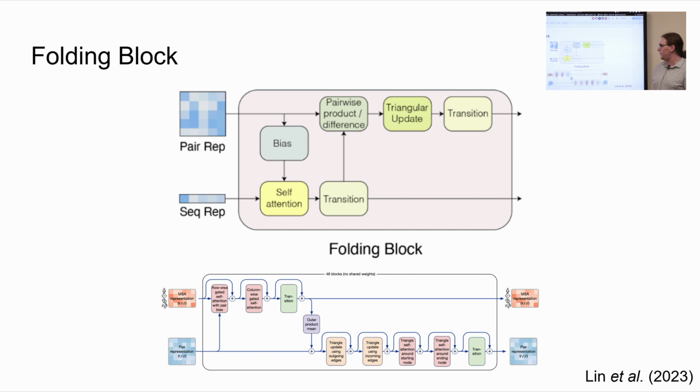Just if you want that comparison, here it is. So self-attention replaces the row-wise and column-wise attention. Transitions quite similar, outer product mean. And then the triangular updates for the pair representation. And then you have your updated representations.